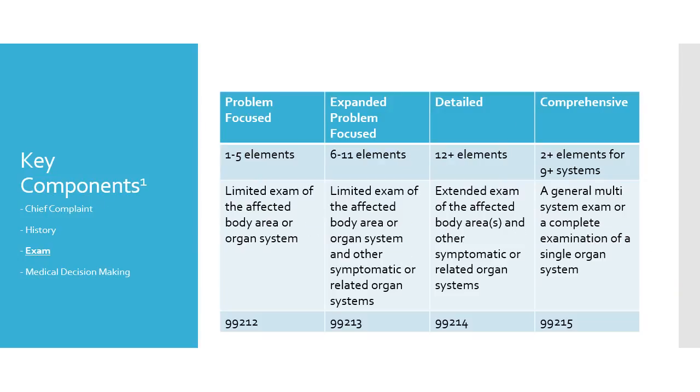The next part of the 4 key components is the physical exam. The way you establish your level of coding with the exam is through the number of elements you addressed and not the number of systems you addressed. It is a problem-focused exam if you only examined a limited body area or organ system. The expanded problem focus must have the affected body area assessed plus other symptomatic organs. The detailed exam needs an extended exam of the affected organ plus other symptomatic body parts. The comprehensive exam requires at least 9 body systems to be examined with at least 2 elements in each system.